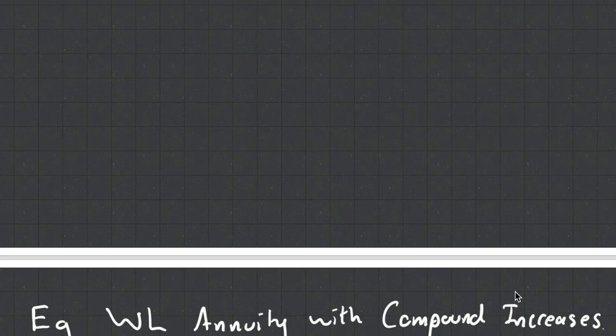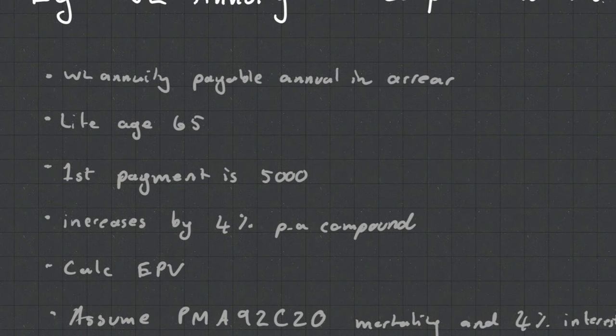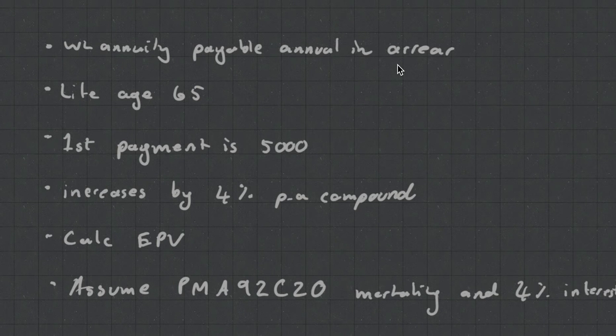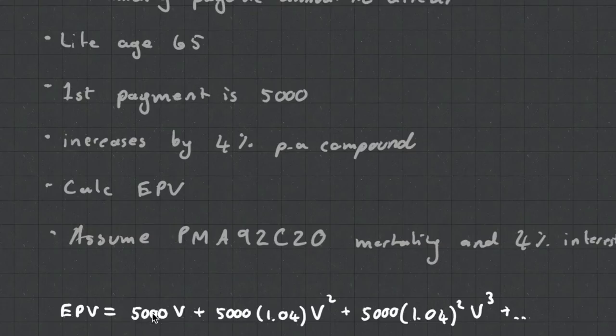And then the last example is we're going to look at a whole life annuity with compound increases. So here's our question: payable annually in arrear, that means at the end, not in advance. Life is age 65. First payment is 5,000, increased by 4%, calculate the expected present value, and they've given us this mortality table and 4% interest. Interestingly, this value here does have those e's, which are showing the 4%, which, as we're going to see, is going to cancel. So from first principles, we draw it out.